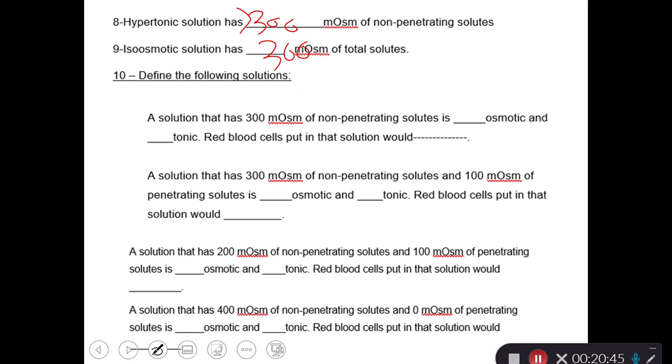Now, let's practice defining the following solutions. A solution that has 300 milliosmoles of non-penetrating solutes. How to classify this as osmotic? Here the total is 300. So this is isoosmotic. How about tonicity? Well, this has the 300 milliosmoles of non-penetrating, so it is also isotonic. And if you put the cell in such an isotonic solution, the cell would stay the same.